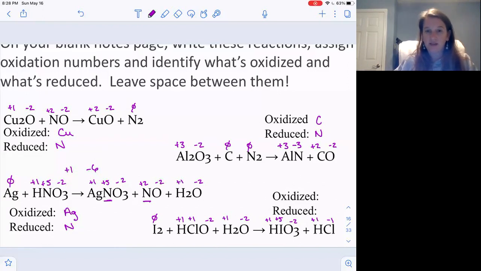So what's being oxidized? What's getting more positive? Well, it looks like the iodine is being oxidized because it goes from a 0 oxidation state to a +5 oxidation state. And the chlorine is being reduced because it's going from +1 on the reactant side to -1 on the product side. So that's how we determine if it's being oxidized or being reduced.